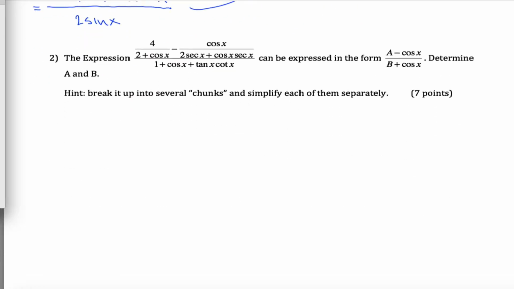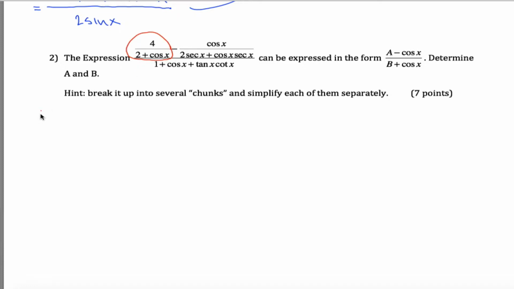This mess apparently can be written in this form. So figure out what A and B are to have it in this form. All right. Well, the hint I gave you is to break it up into chunks. So I'm going to do that. This first chunk, I'm going to kind of just leave alone for now. I got 4 divided by 2 plus cosine of x.